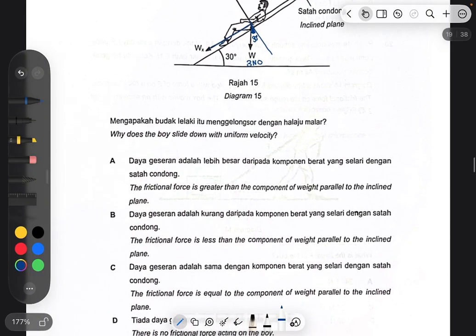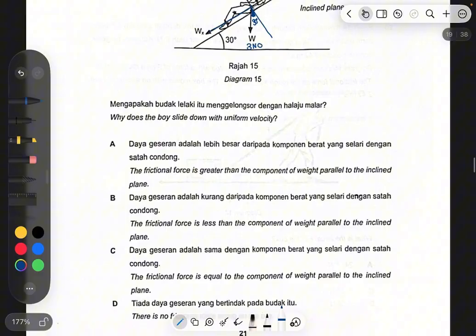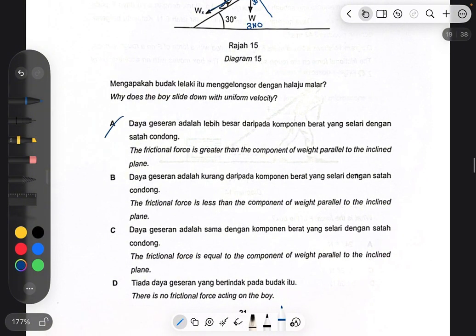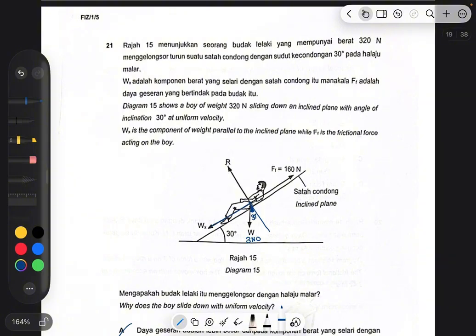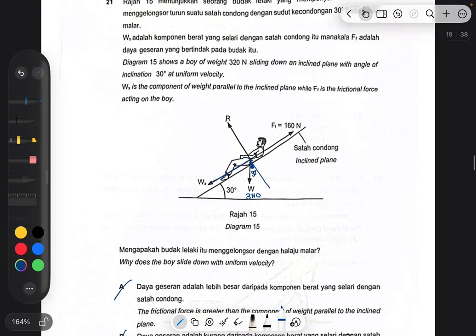The frictional force is greater than the component of weight parallel. No. The frictional force is less than the component of weight parallel. No. Weight parallel to inclined plane. C, right? I don't know. 21. C. Yup. Because uniform velocity, resultant force is equal to 0.